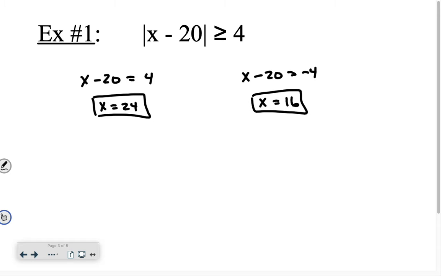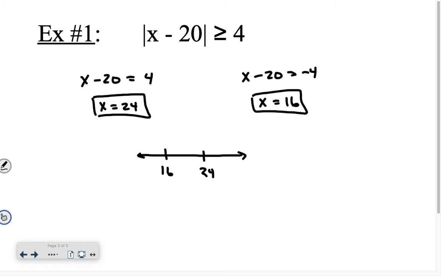So let's put the number line down. Yesterday I told you to put 0 on there. I'm going to tell you not to put 0 on today. Just put the critical points down. Let's say that 16 is right here, and 24 is right there. That breaks our number line up into 3 sections: anything less than 16, between 16 and 24, and anything greater than 24. Those are the regions we need to test.